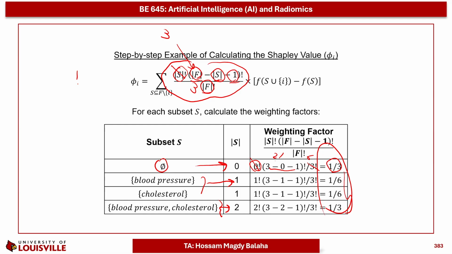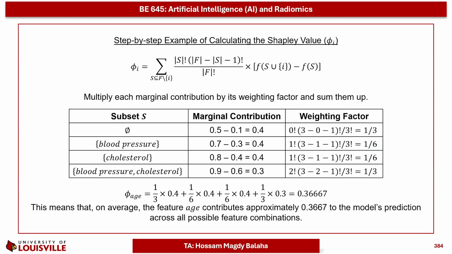Now, multiply the corresponding weighting factors and the marginal contributions. So multiply 0.4 by 1/3, 0.4 by 1/6, 0.4 by 1/6, 0.3 by 1/3, and calculate the overall value. This will be the Shapley value, phi of age, and this value, which is around 0.37, is the contribution of the age to the model's prediction across all possible feature combinations. If we did the same for other features, then we will know the contribution of each feature in a certain decision.